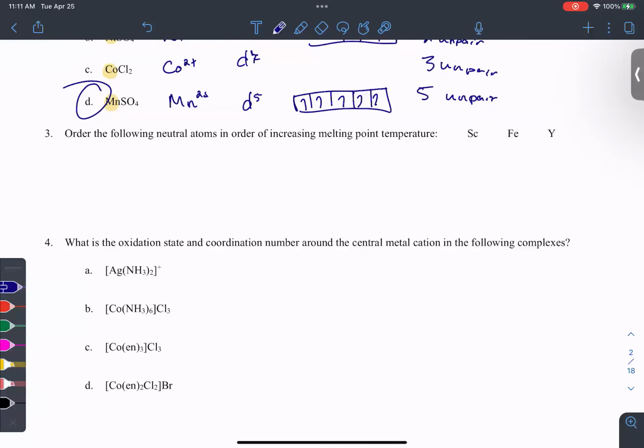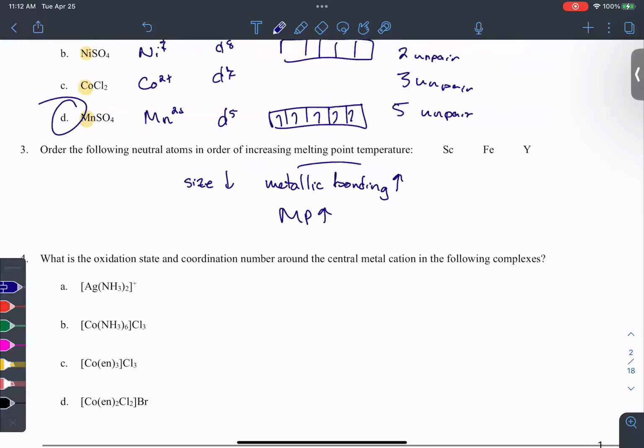Next one: which of the neutral atoms, order them in increasing melting point temperature. So with these, melting point temperature trends with size. These are all metals, and we typically see metallic bonding increase when size is small. So when we melt a substance, we're breaking those metallic bonds. So typically we'll see our melting point temperature increases as metallic bonding increases, or as size decreases.